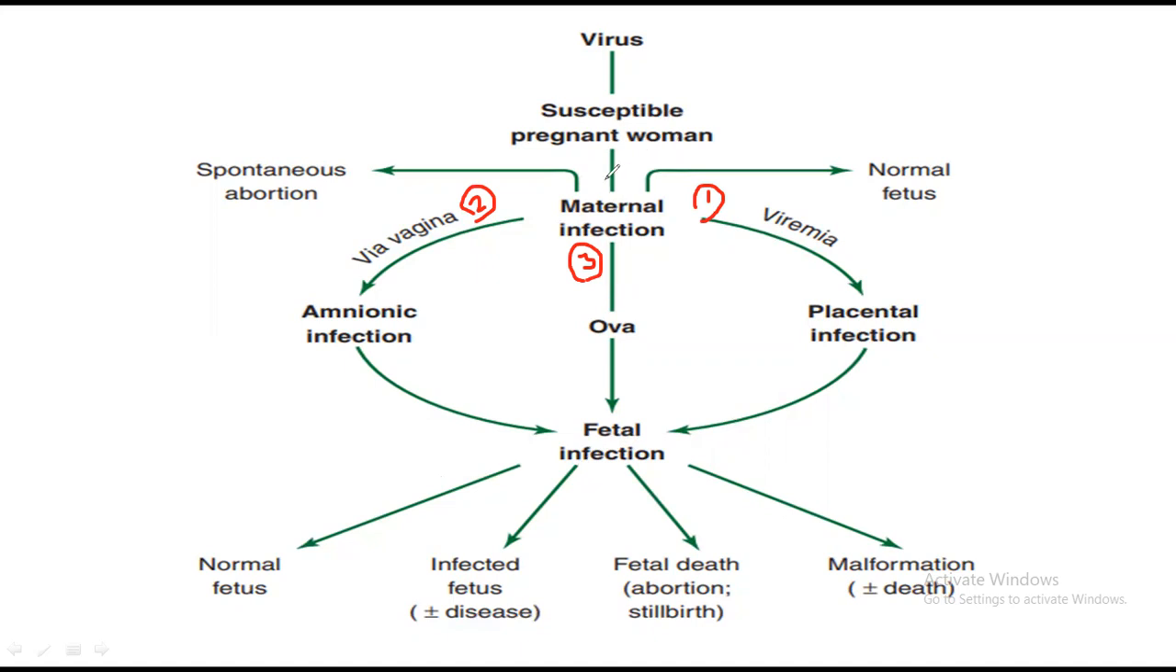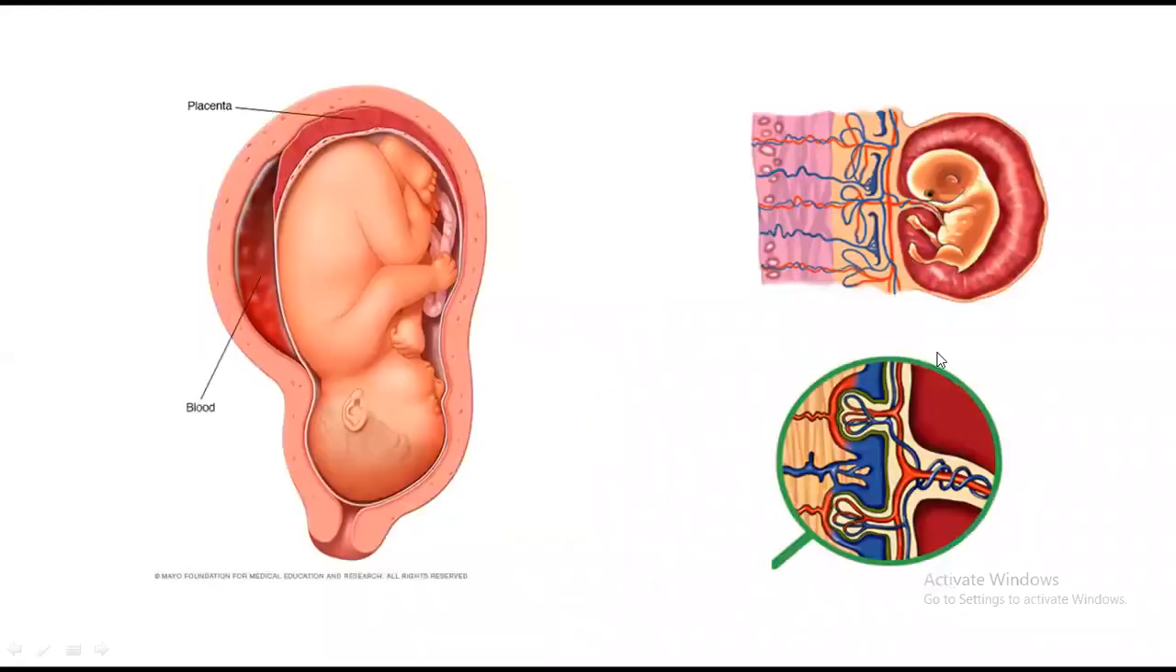Keep this in mind: when a baby or a fetus is infected by a virus, it can lead to either a normal fetus or a spontaneous abortion. But in most cases it is a spontaneous abortion, because the immune system of the baby is not well developed. So I hope you have understood the routes of transmission of the virus through the mother.